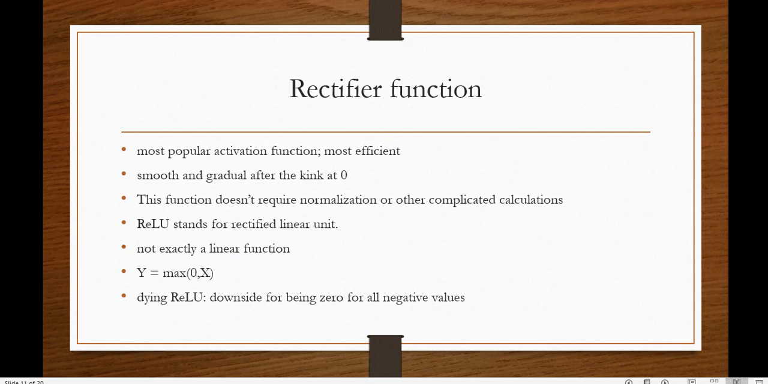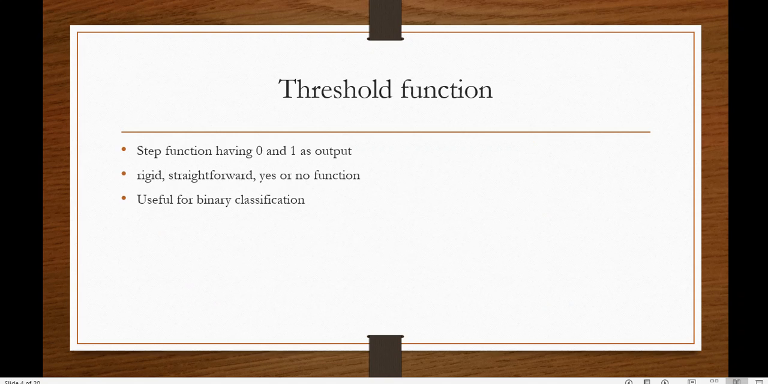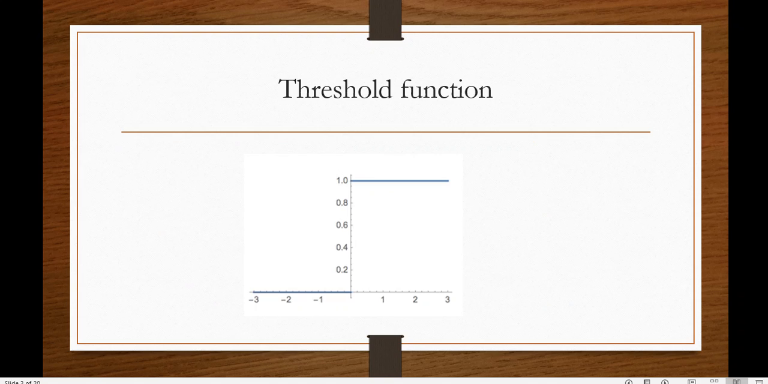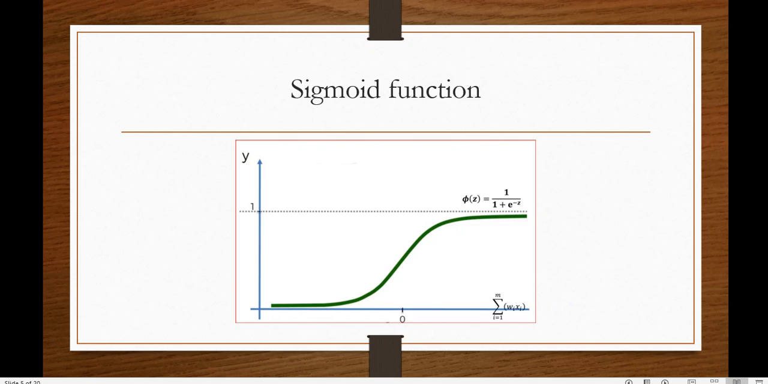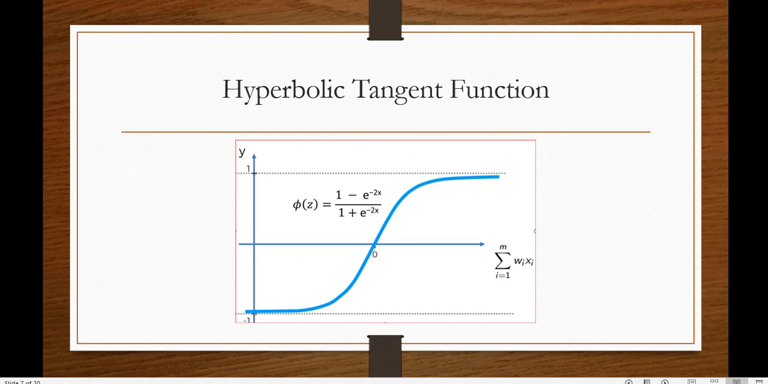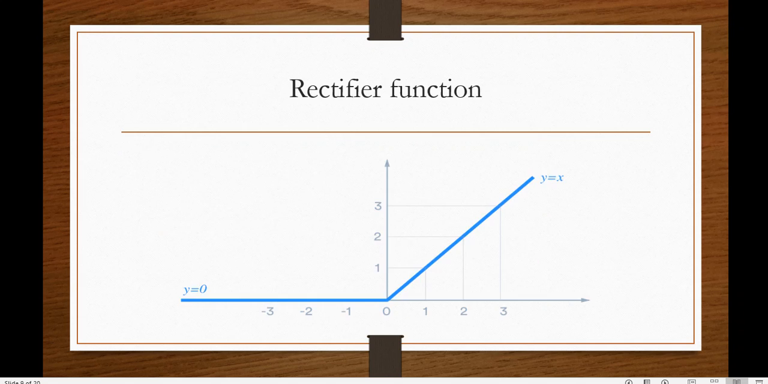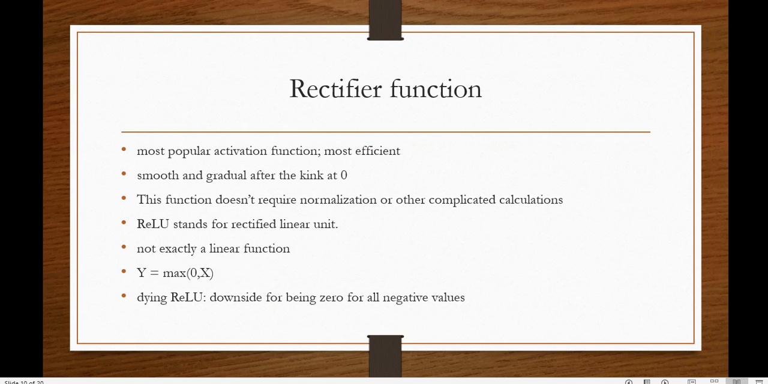If I just go back once more, this is the threshold function where I have the outcome only 0 and 1. Then I have the sigmoid function where the outcome ranges from 0 to 1, but any value between 0 and 1 can be there. Then I have the hyperbolic tangent function where my outcome ranges from -1 to 1. And then I have the rectifier function where the outcome is 0 for a particular range of values of x, that is up to 0, and from 0 onward y is x, that is the ReLU.